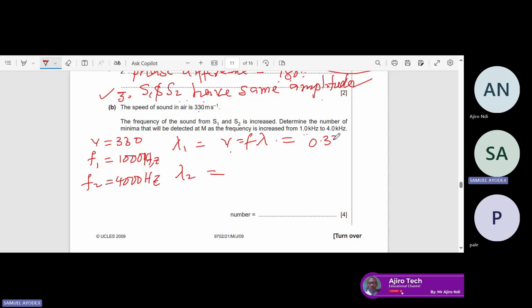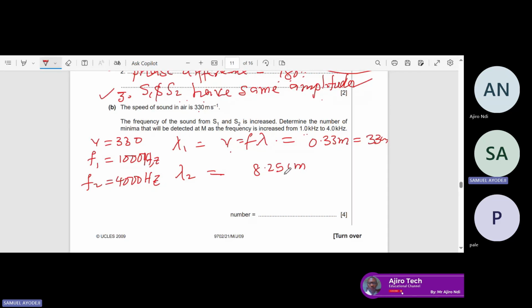0.33 meters. So that gives me in centimeter, times 100, 33 centimeter. Okay, fine, 33 centimeter. Wavelength 2, the other one, is 8.25 centimeters. Centimeter, I already converted the meters. Okay, centimeter.